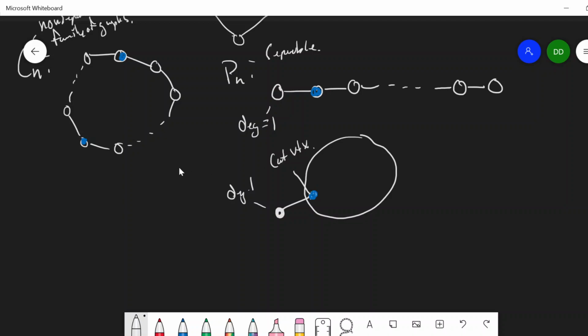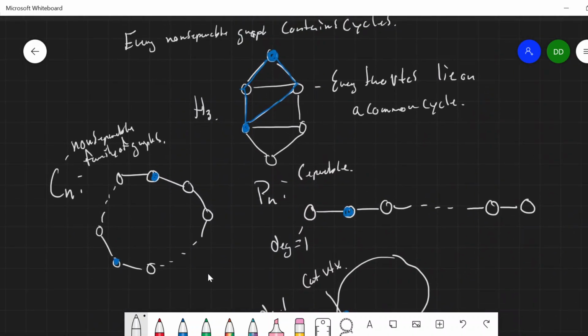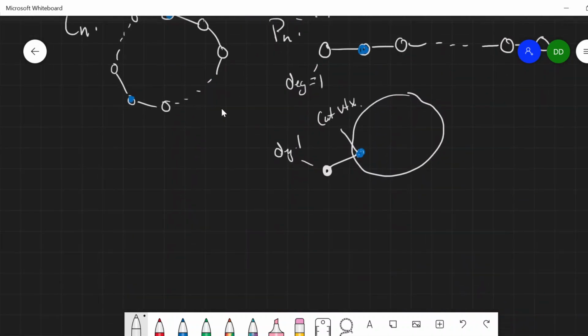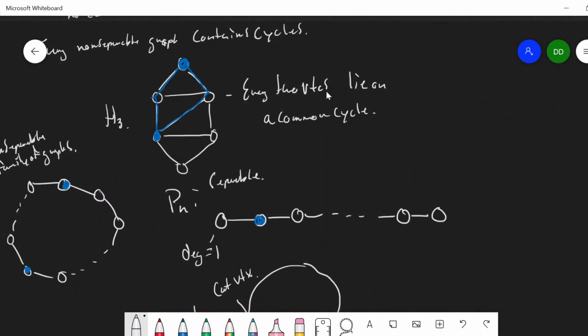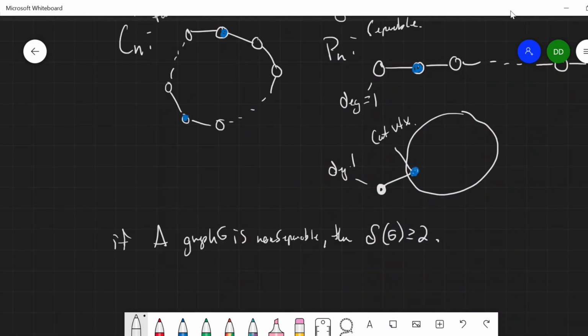So this is one real quick necessary condition for a graph to be non-separable: it can't contain any degree 1 vertices. That is, its minimum degree is at least 2. If a graph G is non-separable, then its minimum degree is at least 2. So we're going to use this fact to help us prove what we're noticing, that every two vertices lie on a common cycle.